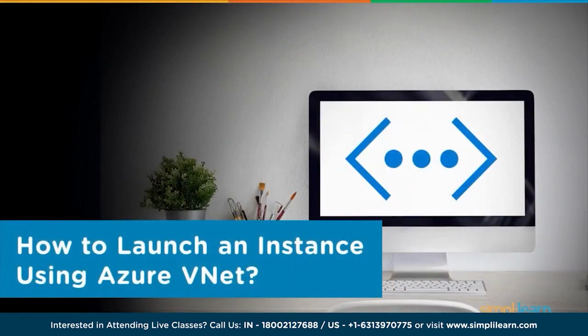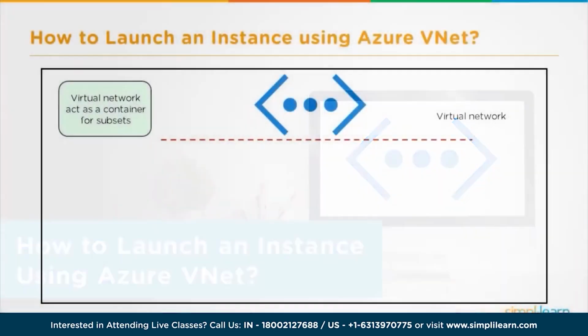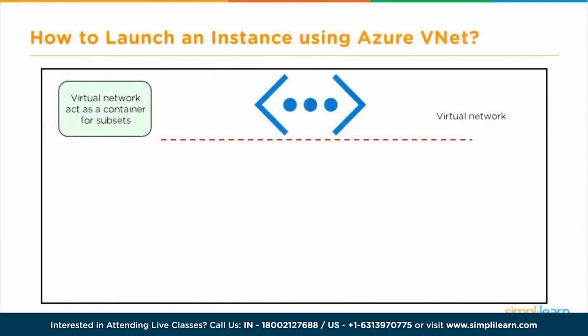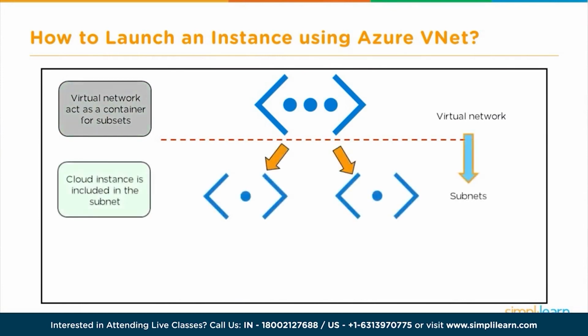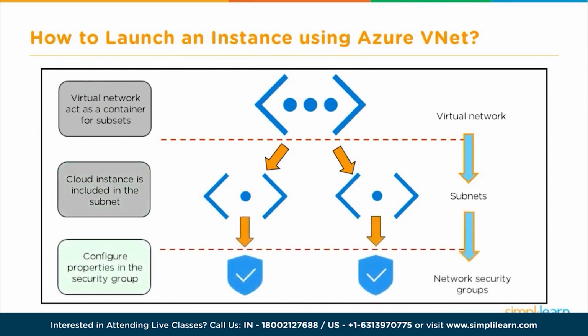So how to launch an instance using Azure VNet? First of all, you have to create a virtual network. The virtual network acts as a container for subnets. So the first thing is that you would be creating a virtual network. Then you would be creating subnets, which are considered as a subset within the virtual network. So cloud instances are included in the subnet. So first VNets are created, then the subnets are created, and then you configure the properties in the security group.